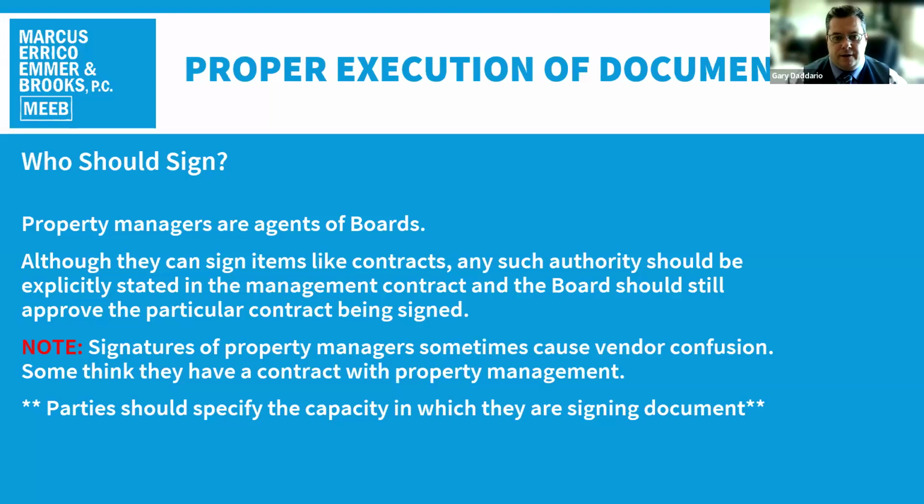At least you can describe the type of contract or set a dollar amount or something, to sort of define that. And then you have to be careful, and this is what you were just saying about avoiding vendor confusion. If the property manager signs it, they should sign it as the property manager, so that the vendor does not think that they have a contract with the property manager as opposed to the association.